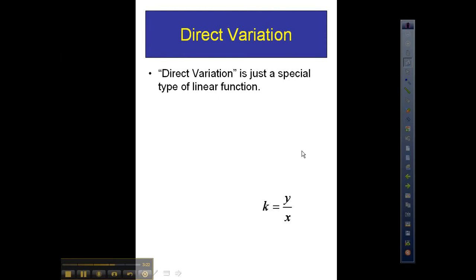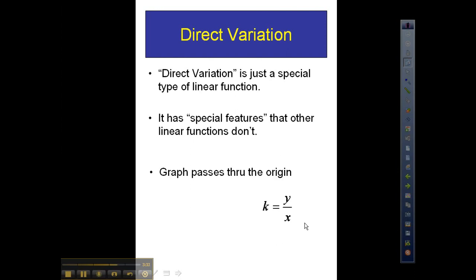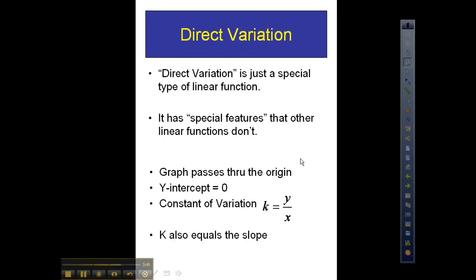Direct variation is just a special type of linear function. It has special features or characteristics that other linear functions don't have. The graph passes through the origin. Your y-intercept is 0. You have a constant of variation. K is also equal to the slope, and your data points are all proportional.